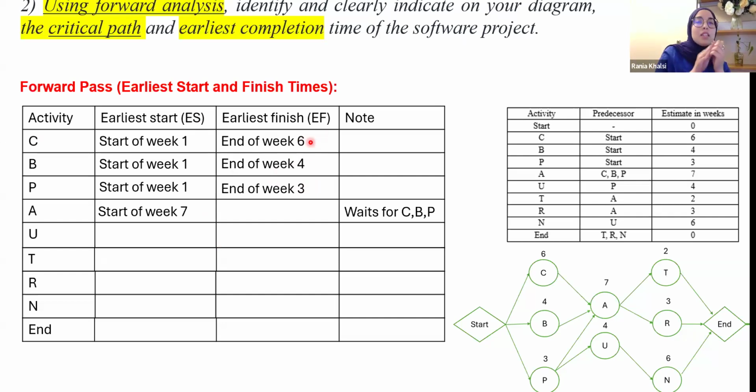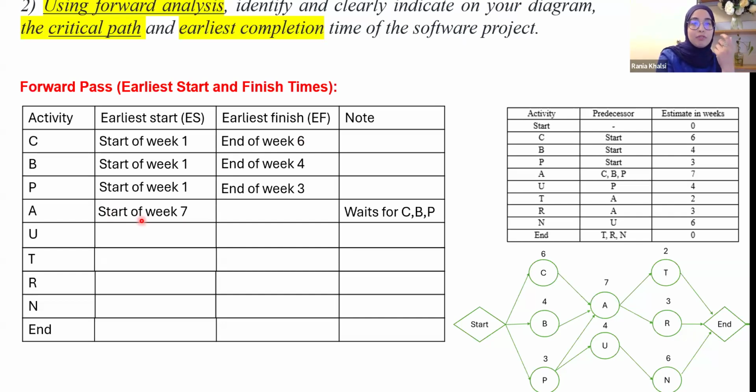So what comes next after the end of week 6? It's the start of week 7. Just as soon as we finish, we're going to start activity A. This is why activity A has its earliest start there. If everything is perfect, this completes exactly at the end of week 6, and we move on and finish activity A, which starts at the start of week 7.